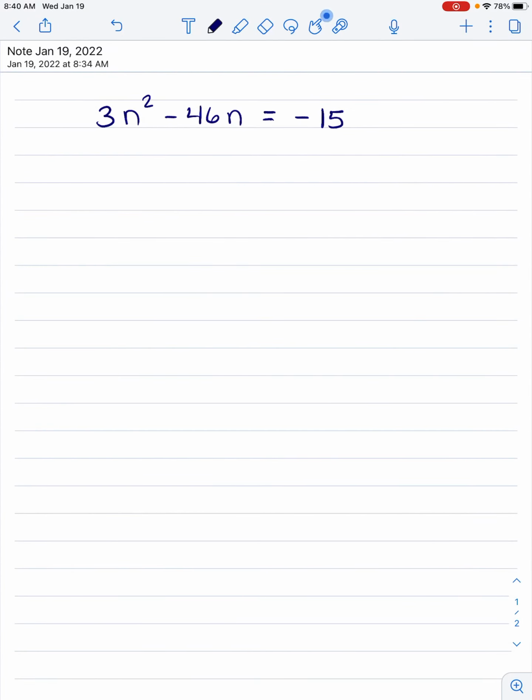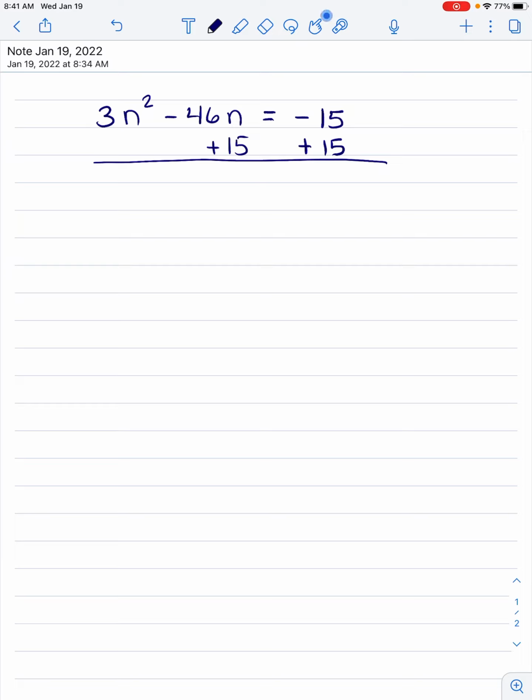Let's see if we can solve a quadratic equation where the leading coefficient is not 1 by factoring. The first thing that we know is we want to get our quadratic to be equal to 0. So in this example, I'm going to have to add 15 to cancel out and bring the right side to 0, and then I have to add 15 to the left side.